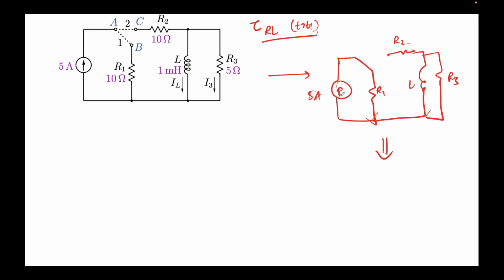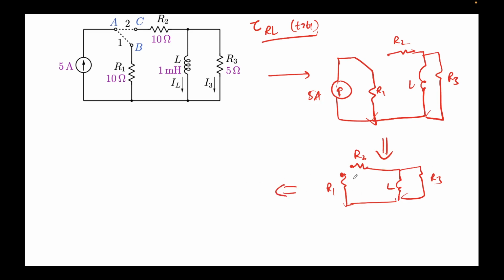Again, deactivate all the independent sources. So we deactivate the 5 amps, right? So this will become an open circuit. The circuit will look something like this: R1, this is R2, mind you these are not connected, right? And then this is R3. If you clearly see, there cannot be current through R1 and R2 because there can be no current flowing through these branches. So these are of no use to us.